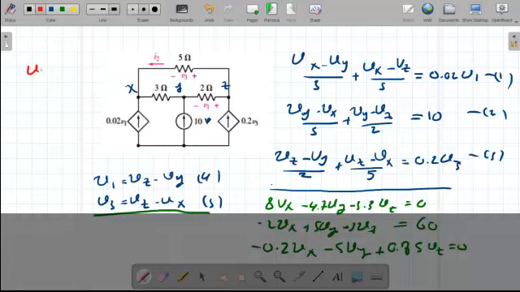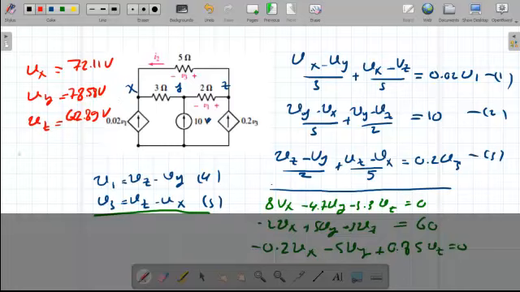So Vx will equal 71.11 volt, Vy will equal 78.58 volt, and Vz equal 62.89 volt. Now we are actually looking for I2. So I2 will equal Vz minus Vx over 5. So it will equal minus 1844 amp.